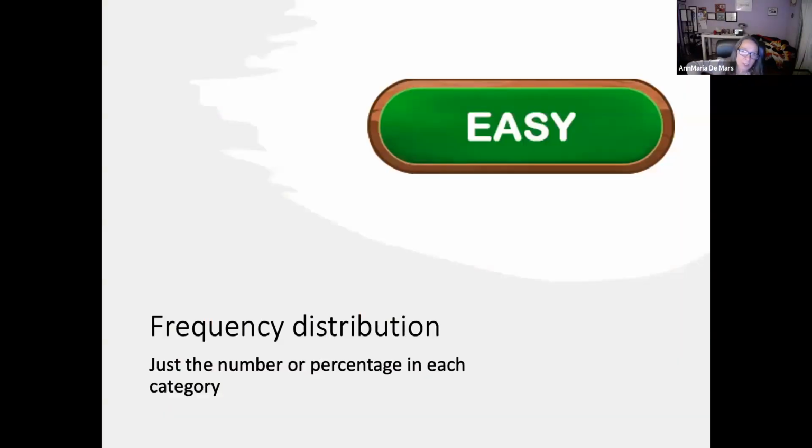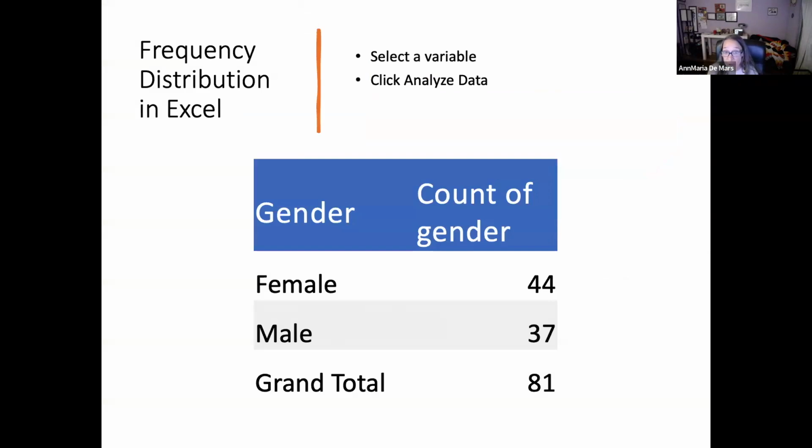So we covered graphs last week. So let's talk about frequency distributions. And that's just the number or percentage in each category. Now getting a frequency distribution in Excel is super easy. You select a variable, you click Analyze Data, and it gives you this pivot table report. That's it. It isn't as nicely formatted as this, but when I pasted into PowerPoint, it suggested this prettier table, and I just clicked yes.